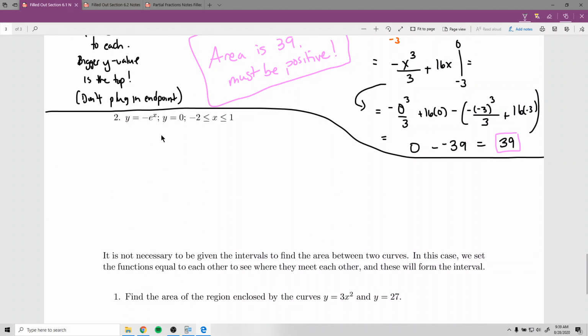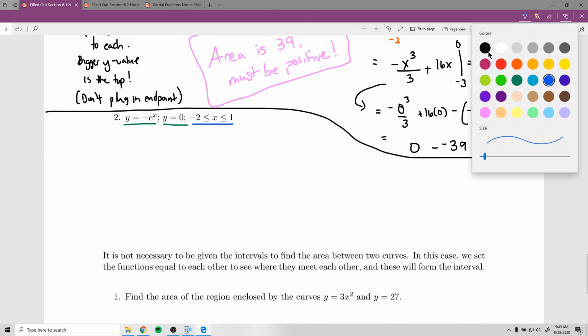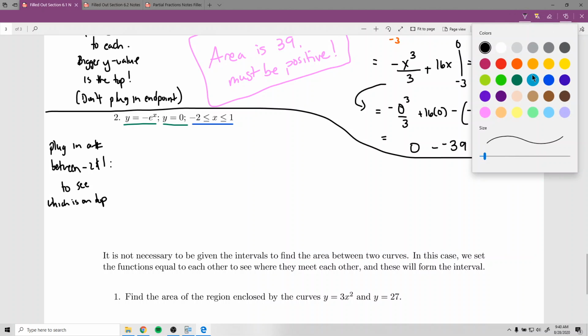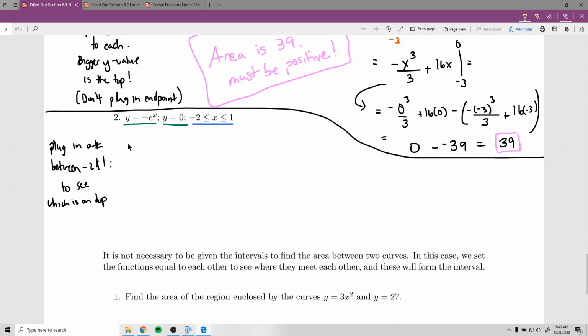Right, number 2. Same kind of question. We want to find the area between these two curves on the given interval. So we want to figure out which one's on top and which one's on bottom on this interval. And we're going to do the same thing as last time. We're going to plug in a number between, this time our interval is negative 2 and 1, to see which is on top. And luckily here 0 is between negative 2 and 1, so I'm going to plug in 0.